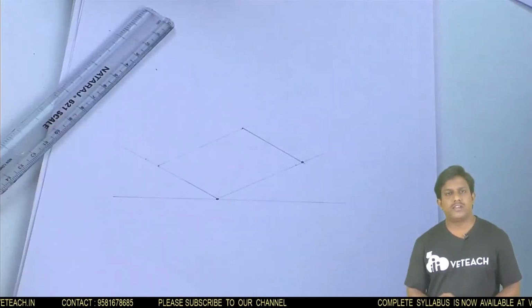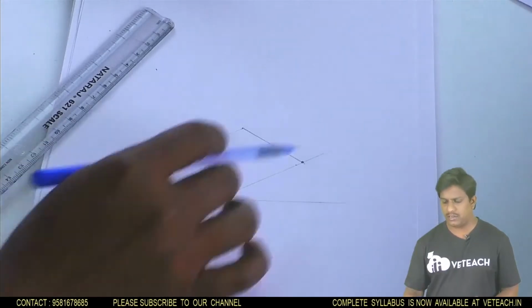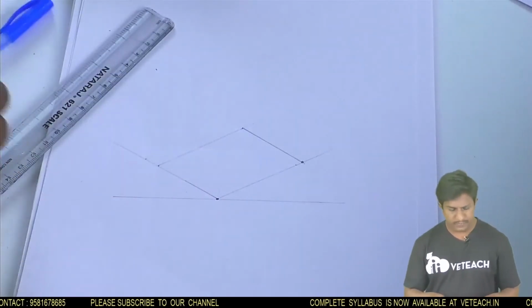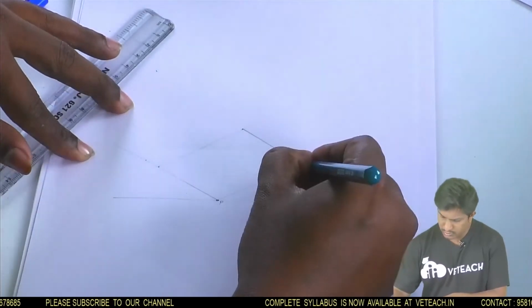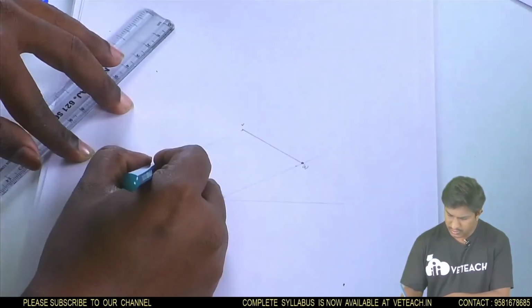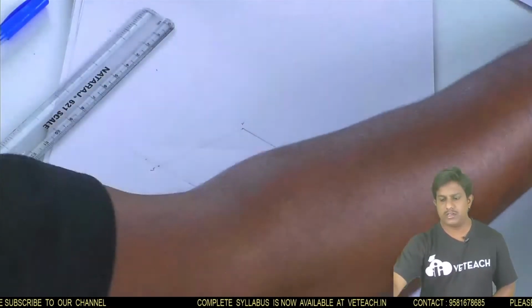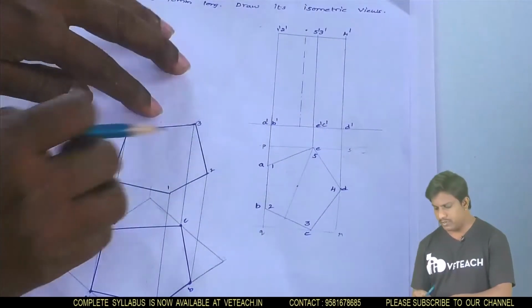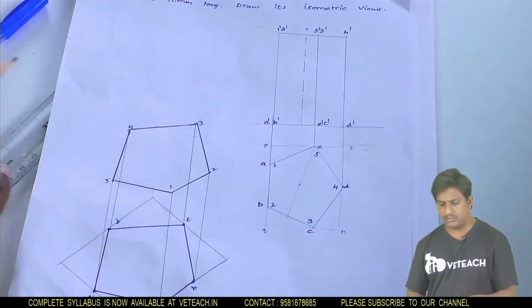Now project the rectangle, that is PQRS, on the 30 degrees angle. Here I got P, Q, R and S. In between P and Q I am having points A and B. If you see here, between points P and Q I am having points A and B.